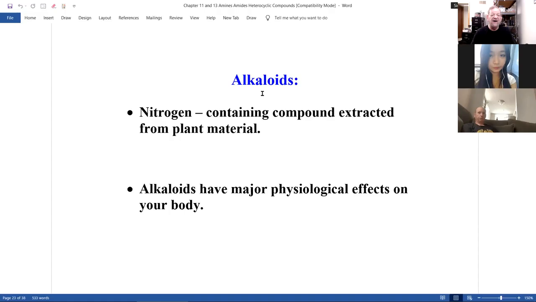Now, switch is off. Let me just cover real quick, there's something called the alkaloids. And alkaloids are nitrogen-containing compounds that are extracted, come from plants. And alkaloids can have major physical effects on your body.